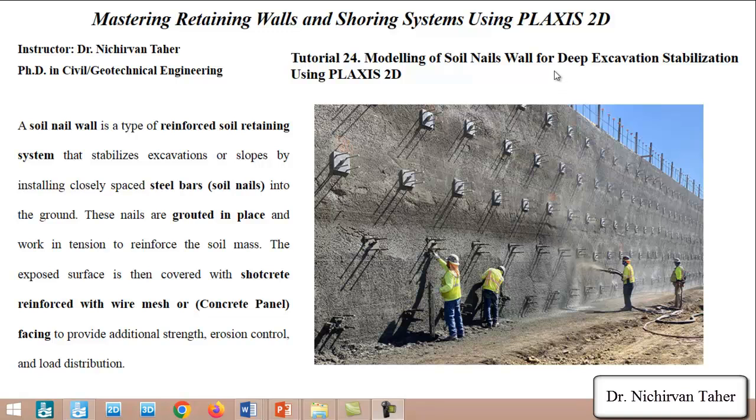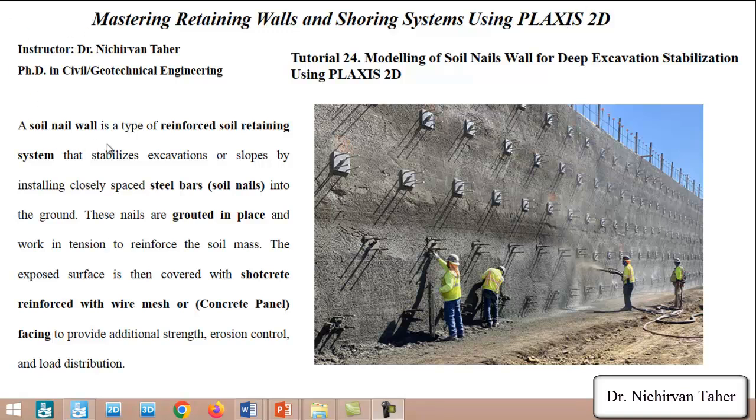2D. Before I start modeling in PLAXIS 2D, I will shortly talk about what this type of retaining wall is, what the components are that are used for reinforcing the soil, and how we can model every component of this type of retaining structure in PLAXIS 2D.